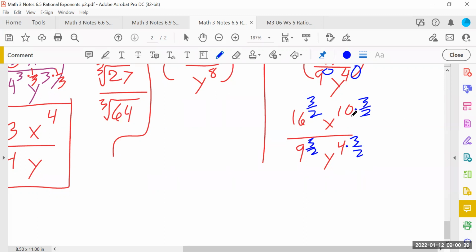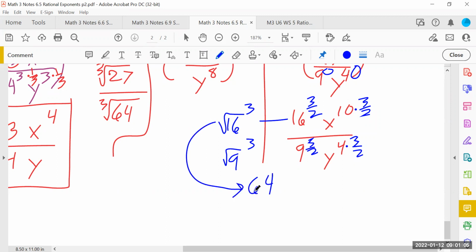Or for both of those, you could go ahead and just write them as square roots. So like this one, the 16, you could write as the square root of 16 cubed. And the 9, you could do the square root of 9 cubed. Class, what's the square root of 16? 4. And then you can do 4 times 4 times 4. So this guy would be 64. 4 times 4 times 4 is 64. Square root of 9. The square root of 9 is 3. 3 times 3 times 3 is 27.